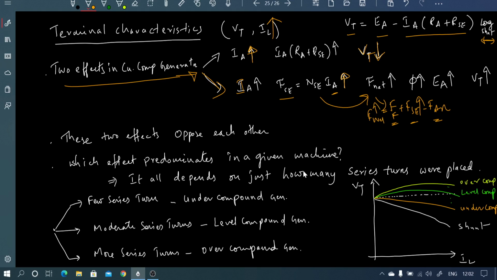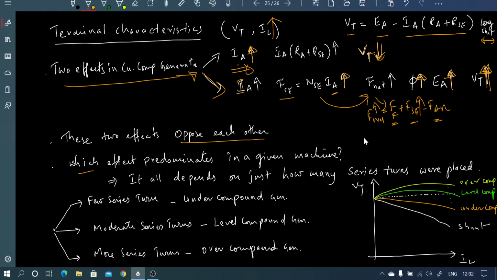Due to this Fnet, the flux increases in the system, and then the induced EMF increases, which in turn increases the terminal voltage. So there are two effects due to the increase in armature current. One is to reduce the terminal voltage, the other is to increase it. They act simultaneously but oppose each other.